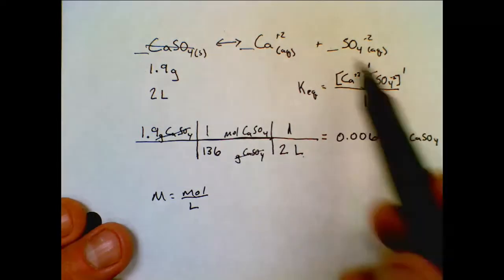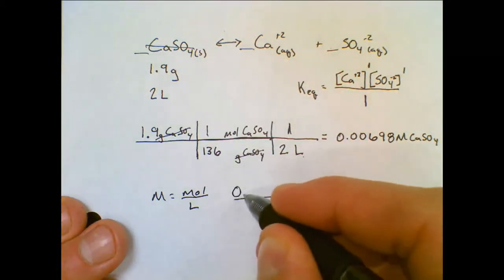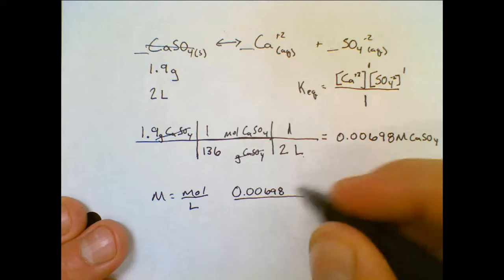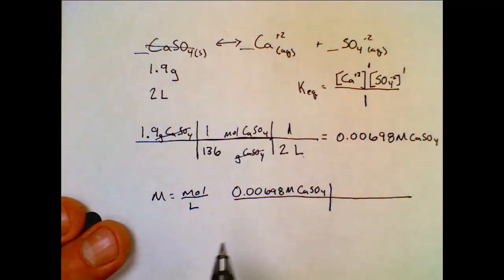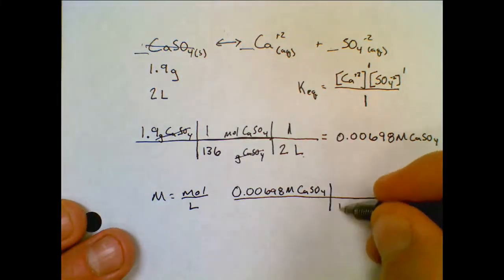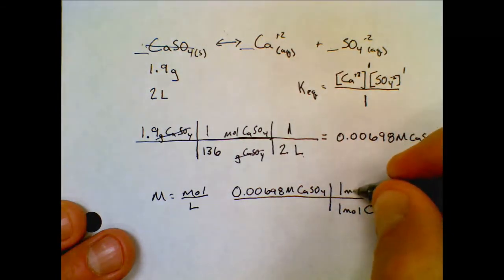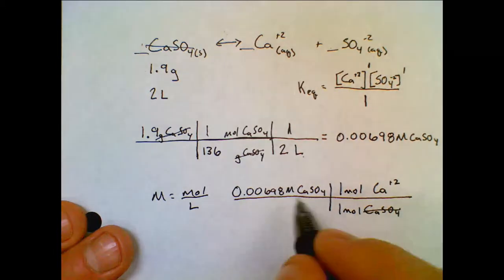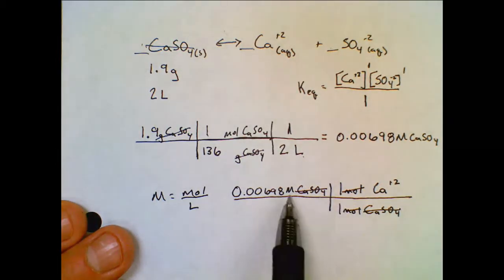Now, calcium sulfate doesn't appear in my expression, but calcium and sulfate ions do. So I'm going to have to convert this over into calcium ions or sulfate ions. And to do that, again, I need my balanced chemical equation and the mole ratios that are established from the coefficients. Now I have a 1-to-1 ratio. So if I have 1 mole of calcium sulfate, I have 1 mole of calcium ions. What happens is the calcium sulfate crosses off, the moles cross off, leaving me with 0.00698 times 1 divided by 1, so the same number, big M of calcium.